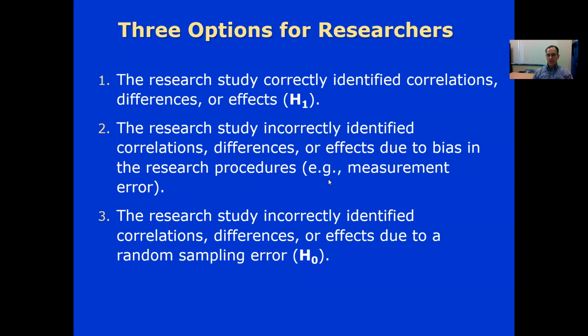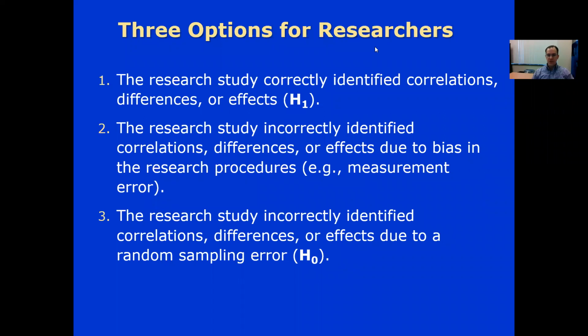The second is that the research study incorrectly identified correlations, differences, or effects due to a bias in the research procedures. For example, measurement errors. So you might find there might be a situation where there might be differences, but it might be because how the data was collected was not done with reliable or accurate or valid measures. So that'd be an indication where an incorrect hypothesis was determined.